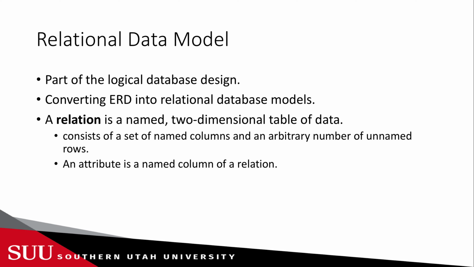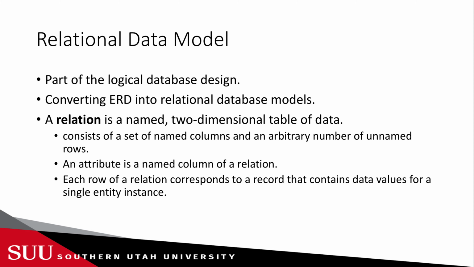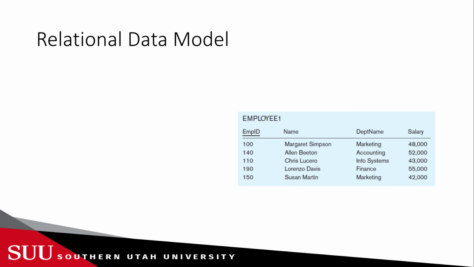So the attributes that we have in the entities in the ERD are going to become our column names, and each row of a relation corresponds to a record that contains data values for a single entity instance. So the rows are going to represent the instances of a certain entity type. We will have a primary key and we may have a foreign key, and we will discuss both of those. But first, let's look at an example.